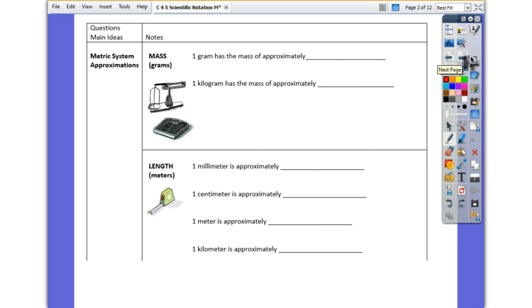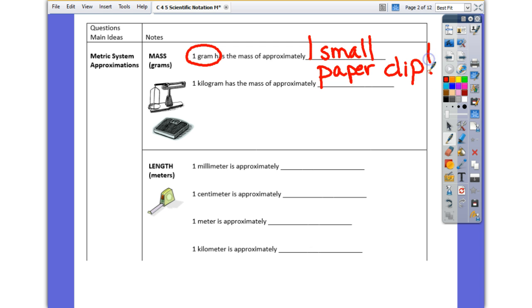Now, when we're talking about this, like you said, if you guys were with Mr. Suckers when you've been talking about this, what did you compare? Like if I want to say a gram is in mass, a weight, about what? What can we compare it to? One small paper clip. One small paper clip is approximately 1 gram.